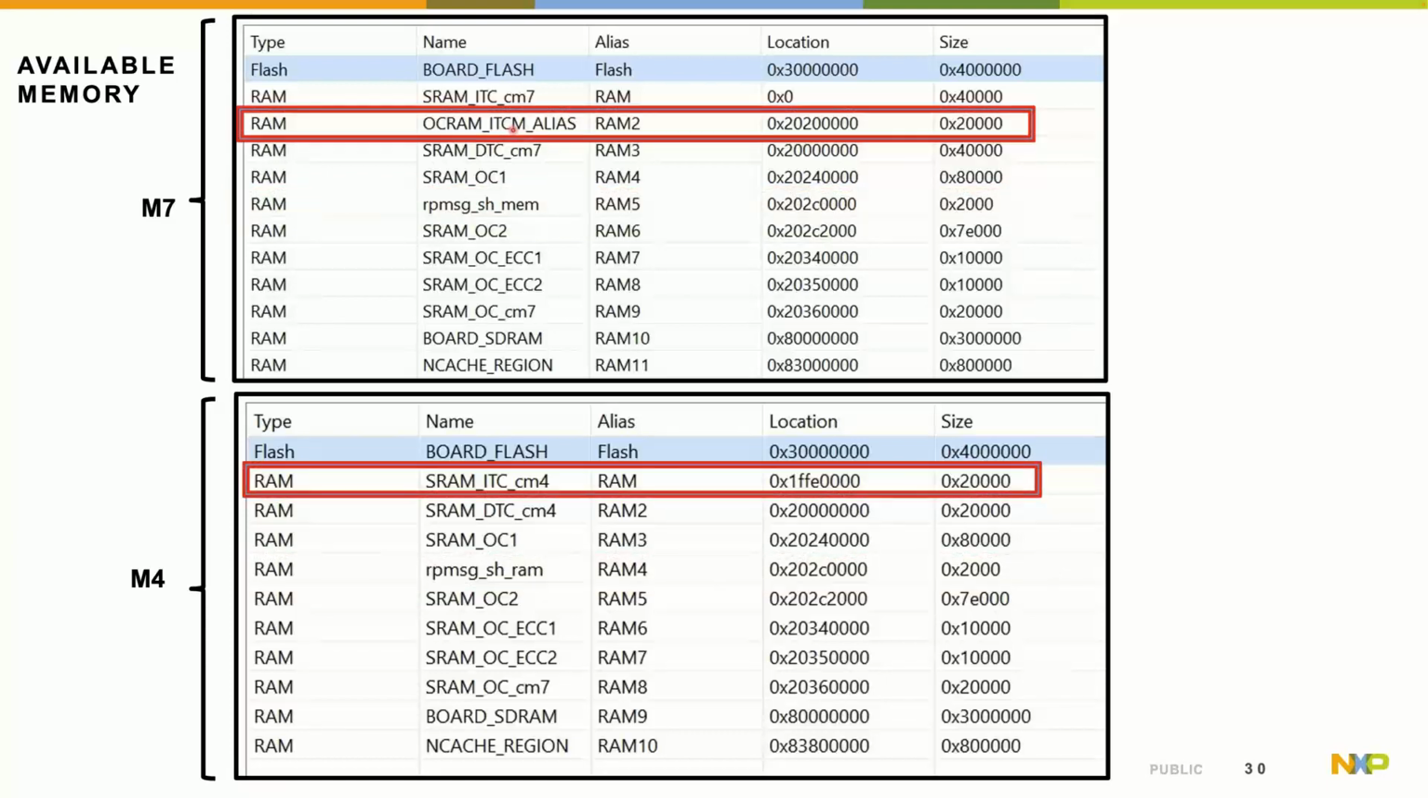And here is this alias region where the M7 copies the M4 code to, and the M4 thinks it's got the same size. It thinks it's at its address, but it's really physically located elsewhere. The M7 maps it elsewhere. And you can, like I said, move where the M7 core is. That requires a change to the linker file.